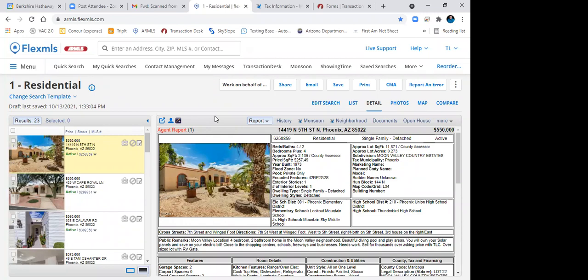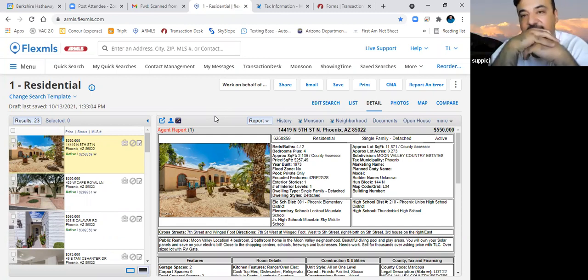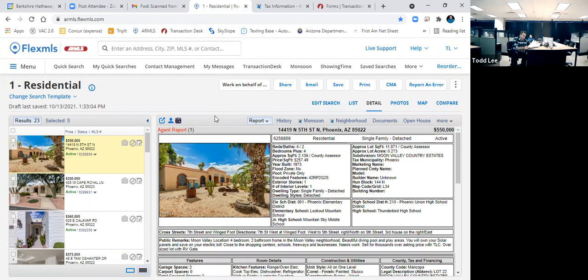The operative word here is living space. If you use it as storage, it doesn't matter. You can have it. Yes.